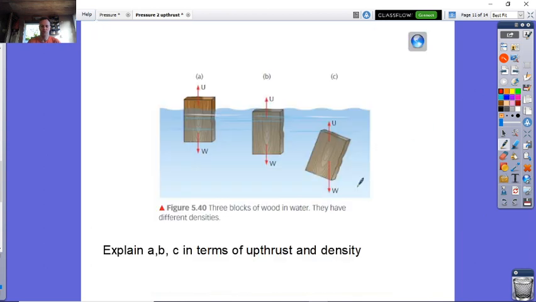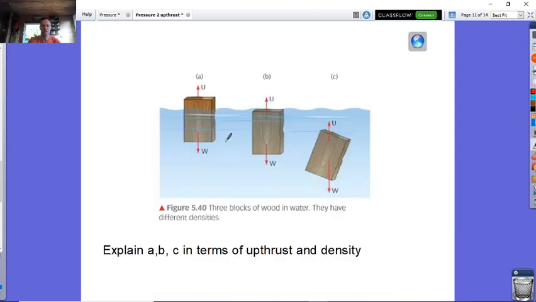Now, what you've got in your book, you've got these diagrams where here you have U is equal to W, therefore it's going to float. Here you've got U equals W, it's going to float. But on this one, you can see the weight is going to be greater than the upthrust. Therefore, this one is going to sink. Okay, therefore this one has a greater density because it's heavier for its size, all the same volume, compared to that one, to that one. So that one's got the least, then this is going to be the second, and that's going to have the most density.